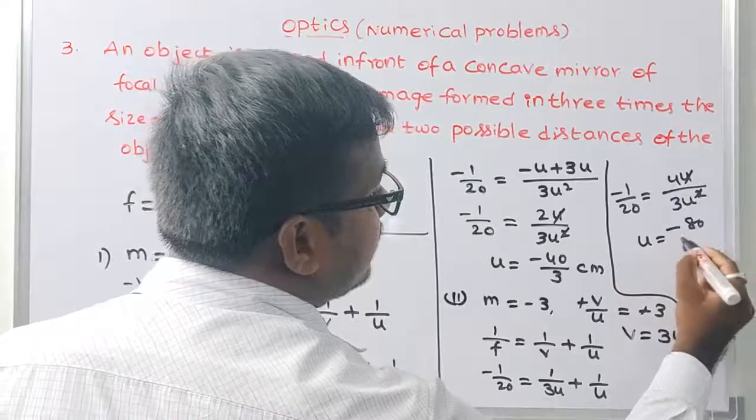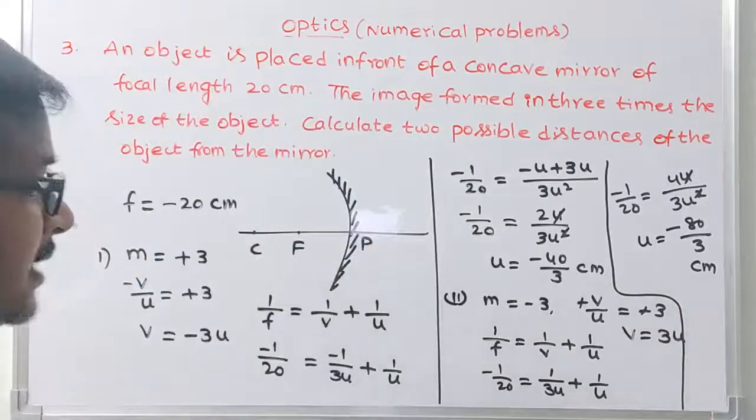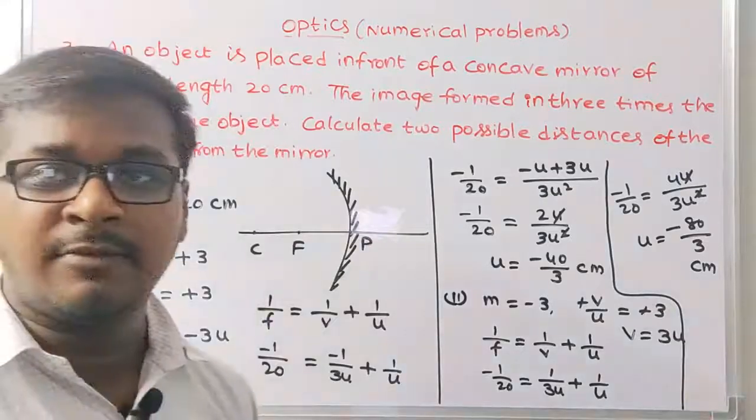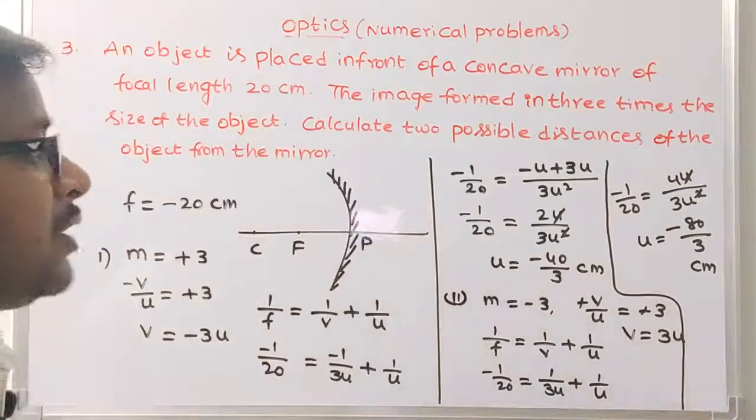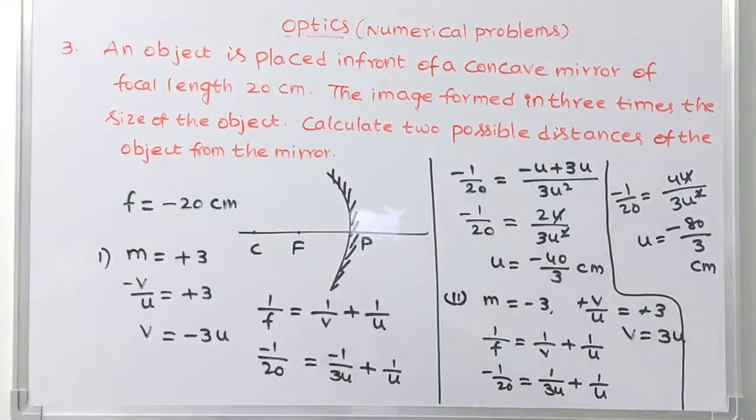80 by 3 centimeter. Okay, the first point is u is equal to minus 40 by 3 centimeter. The second one, u is equal to minus 80 by 3 centimeter. Okay, these are the 2 possible distances of the object from the mirror. This is the third problem.